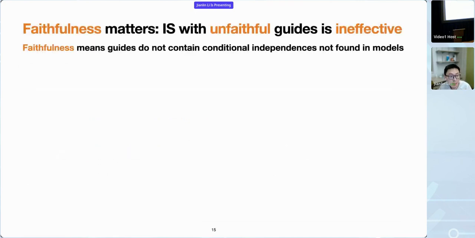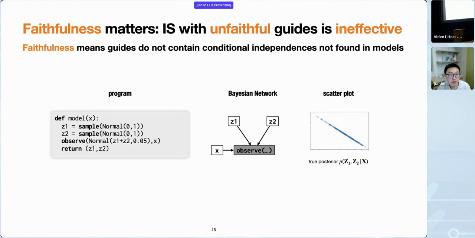Faithfulness matters. A faithful guide does not contain conditional independencies that are not found in its model. Here is the same model program from the earlier slide, also the Bayesian network of it, and the scatter plot of the true posterior. This model conditions that Z1 plus Z2 is close to x. So the larger Z1 is, the smaller Z2 likely is. In that sense, Z1 and Z2 are correlated.